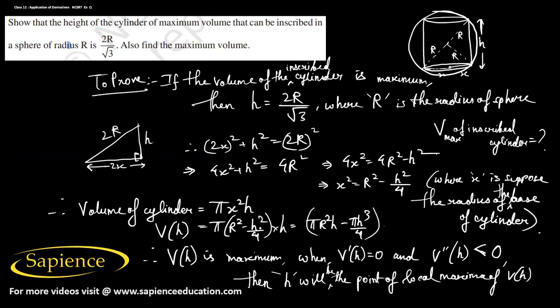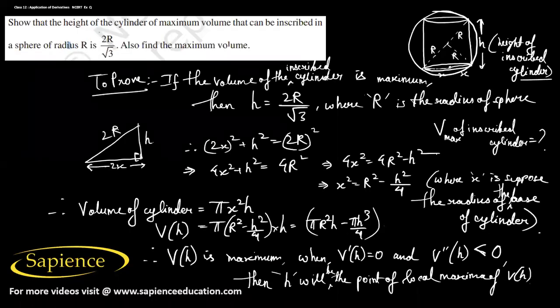Okay, so here h is the variable actually, which is the height of the inscribed cylinder that we have assumed. We have to find h in terms of r. So first we have to take the first derivative of the function V, and that should be equated to 0 to find the value of h at which V dash is 0.